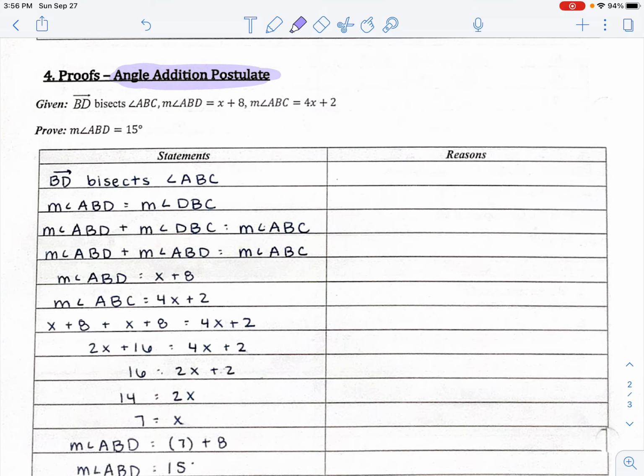All right, it's given that BD bisects angle ABC, and it gives us the measurement of angle ABD is x plus 8, and the measurement of angle ABC is 4x plus 2. What I need to do is, I'm a visual person, I got to draw a picture out. So I'm going to draw my angle.